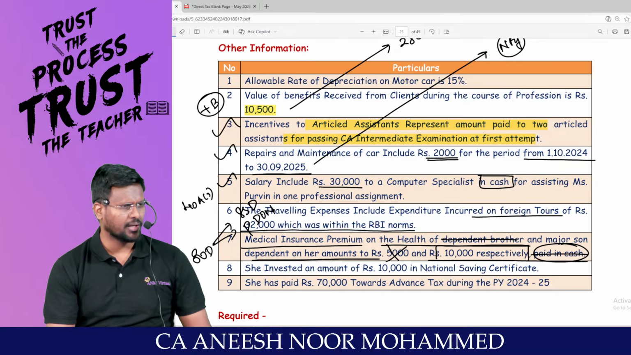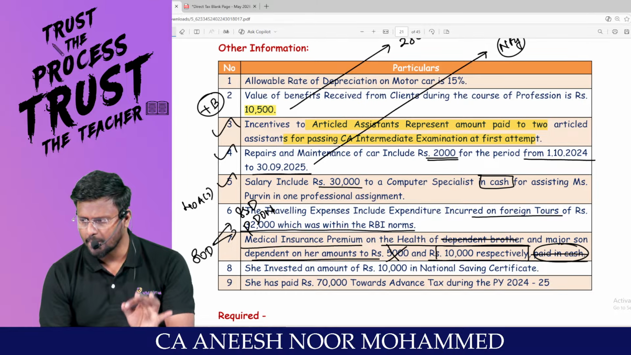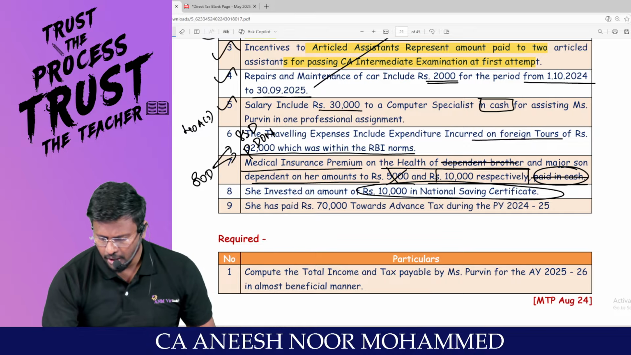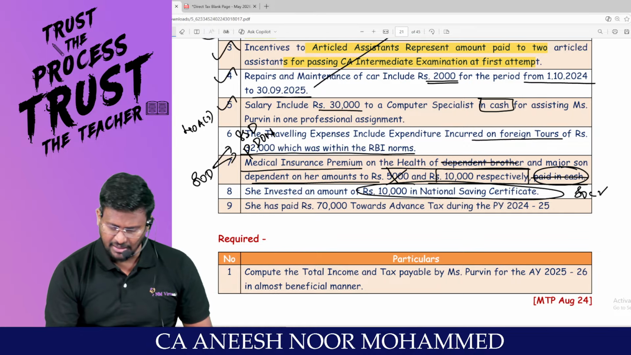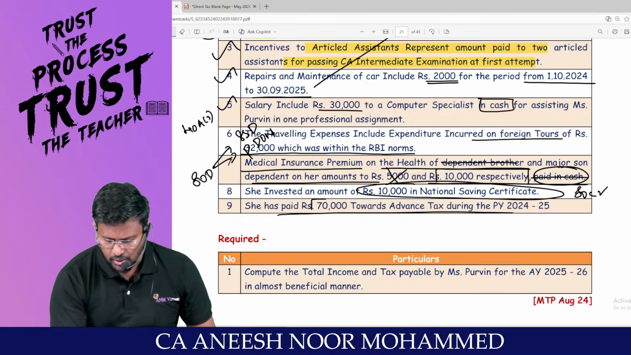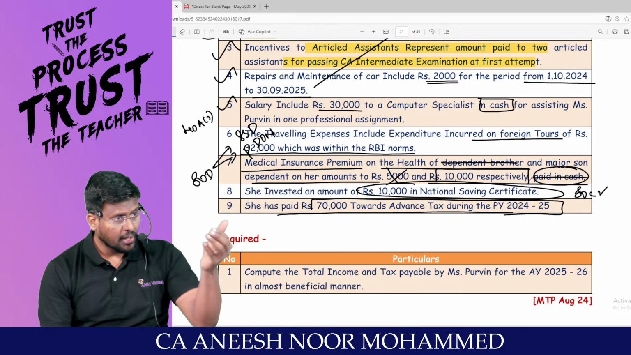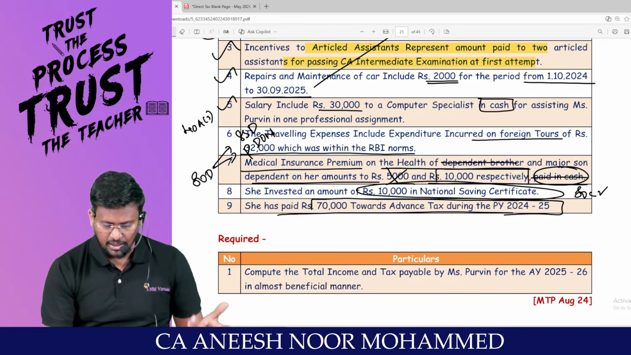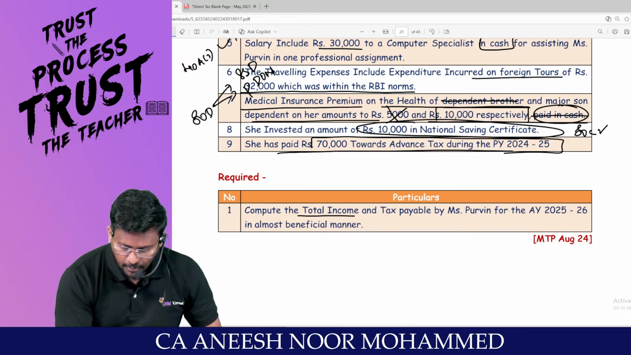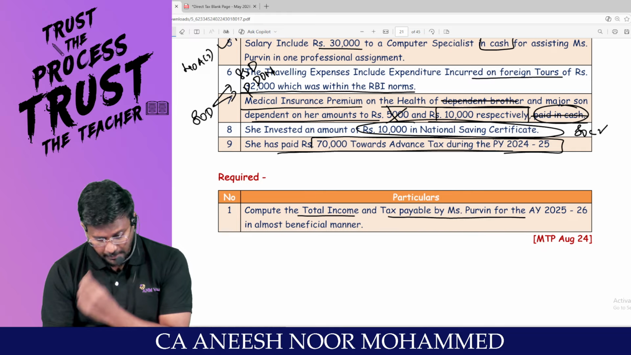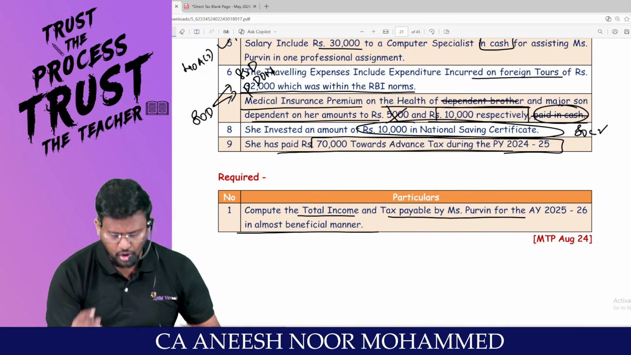Are you all really with me? Because the medical insurance premium was paid by cheque. She invested an amount of 10,000 in NSC. For that, she is entitled to claim 80C. She paid 70,000 towards advance tax. Finally, after you calculate the tax liability, reduce that 70,000 as advance tax. Compute the total income and tax payable by Miss Parvin for assessment year 25-26 in the most beneficial manner.